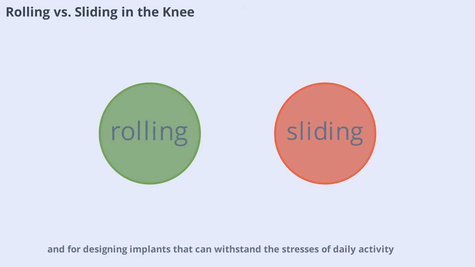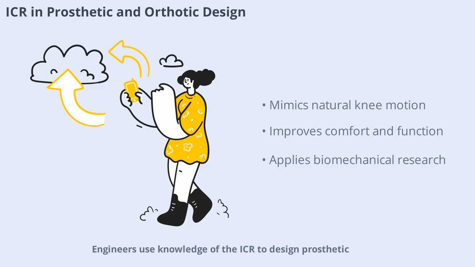Engineers use knowledge of the ICR to design prosthetic and orthotic devices that closely mimic natural knee motion. By replicating the shifting center of rotation, these devices can provide more natural movement, greater comfort, and improved function for users. This application highlights the real-world impact of biomechanical research and the importance of understanding joint kinematics.